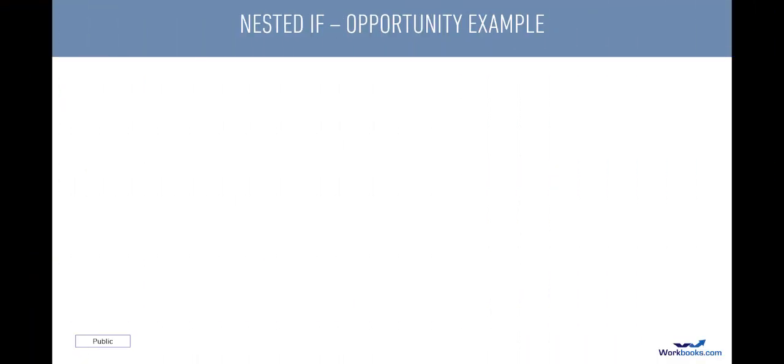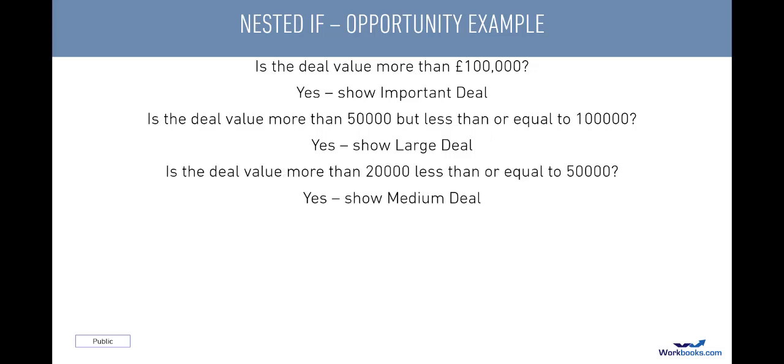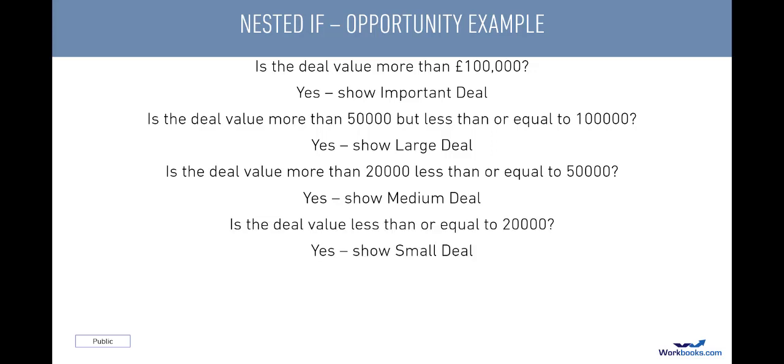That was a relatively simple example, but you can do lots more with if statements, and you can build what we call nested ifs. For example, if we wanted to see something like this, so is the deal value more than 100,000? If it is, then show important deal. Whereas if the deal is more than 50,000 but less than or equal to 100,000, then show large deal. If it's more than 20,000 but less than or equal to 50,000, show medium. If it's less than or equal to 20,000, show small deal. And anything else, show nothing at all.